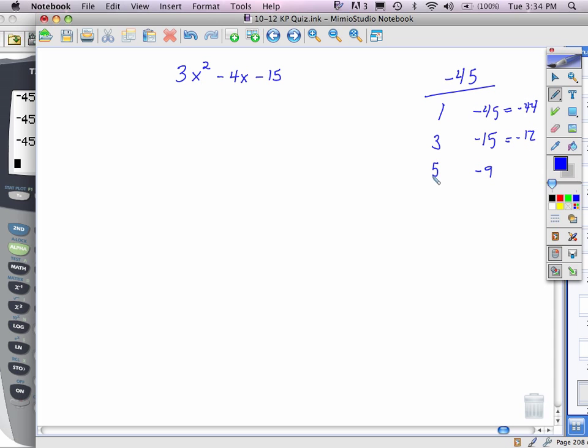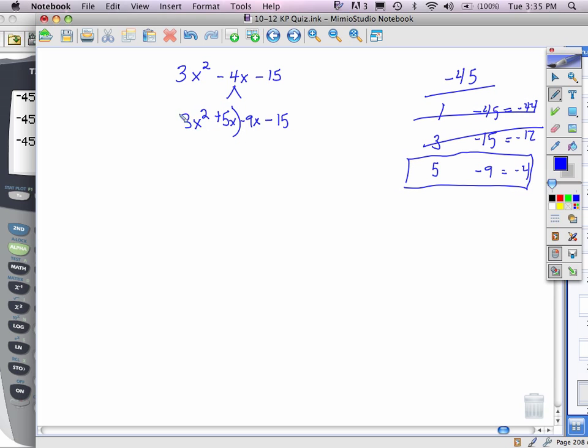Next thing I do is 1 minus 45 is negative 44, 3 minus 15 is negative 12, and 5 minus 9 is negative 4. I don't like those. What I need to do is go ahead and say, okay, this negative 4 matches up, so I'm going to rewrite this negative 4x as positive 5x and negative 9x. Minus 15 and 3x squared. I'm going to group these items, and here's what I got.